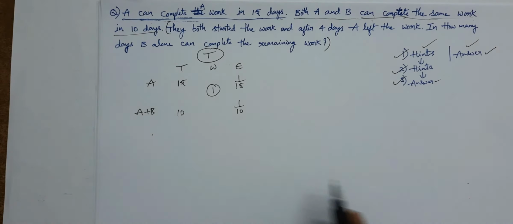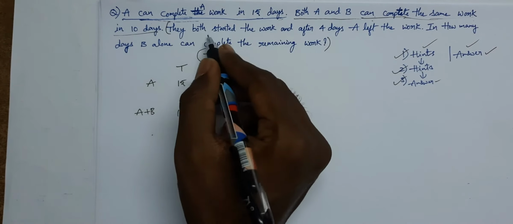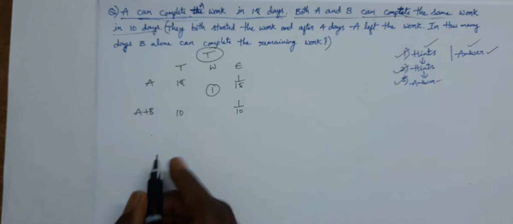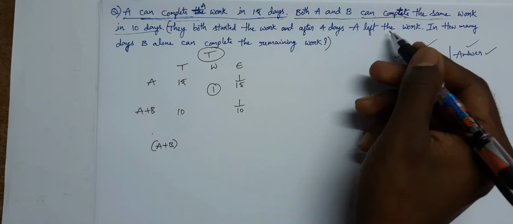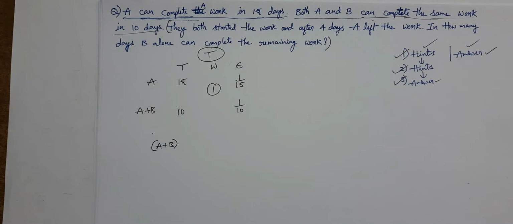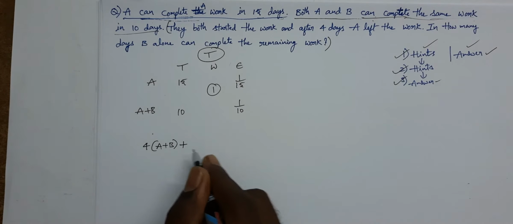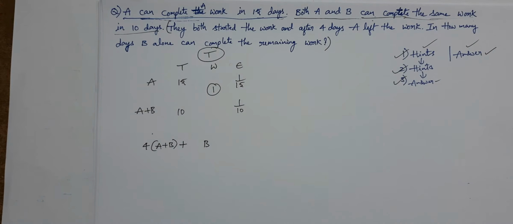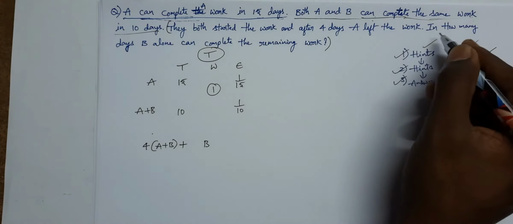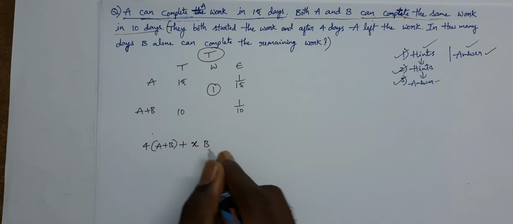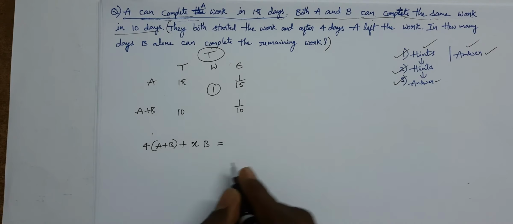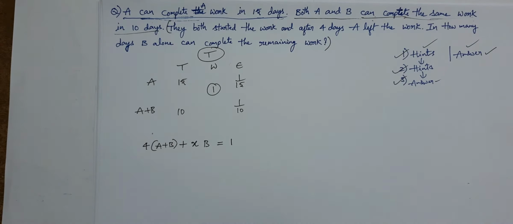Now what they have asked: they both started the work, and after 4 days A left the work. That means 4 days they have worked together, and after that A left, so B is still continuing the work. In how many days can B alone complete the remaining work? I don't know the time, so I have taken X equals to the work. In the traditional method we take 1.